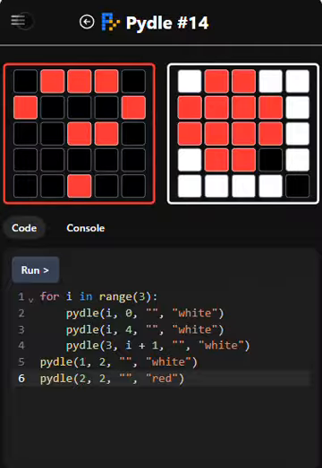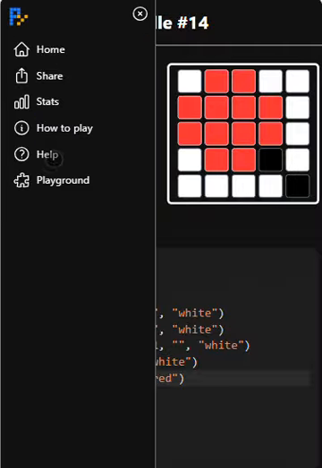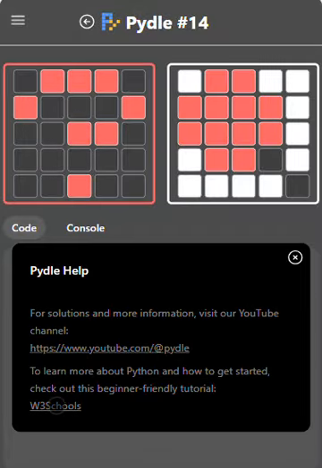And then you can also go to W3 Schools. W3 Schools is an extremely good resource to learn about Python, focus on loops and if statements. That is basically the bulk of what we use to solve Pydle problems.